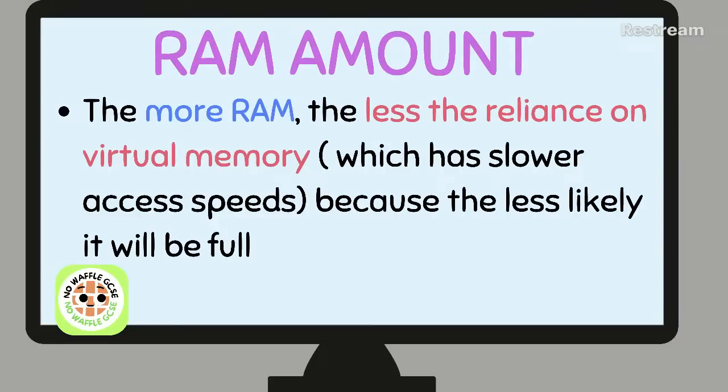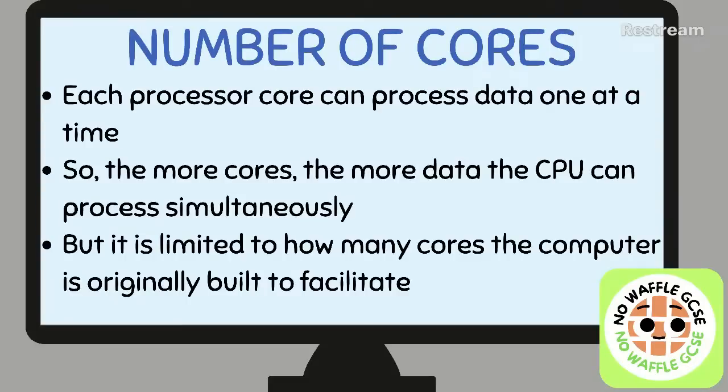Now, RAM amount. The more RAM, the more random access memory you have, the less the reliance you have on virtual memory, which has much slower access speeds, because it is less likely to be full. So that's another impact. And finally, the number of cores. Each processor core can process data one at a time. So the more processor cores you have, the more data the CPU can process simultaneously. However, it is limited to how many cores the computer is originally built to facilitate.